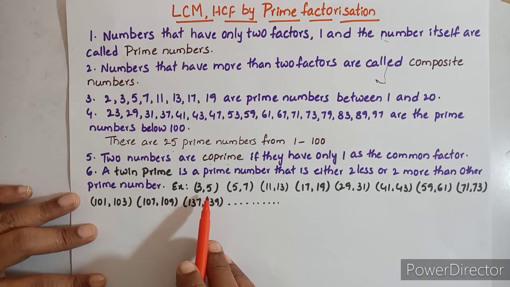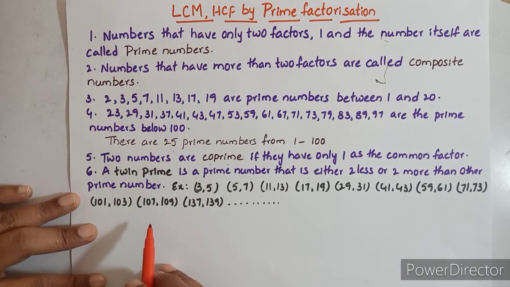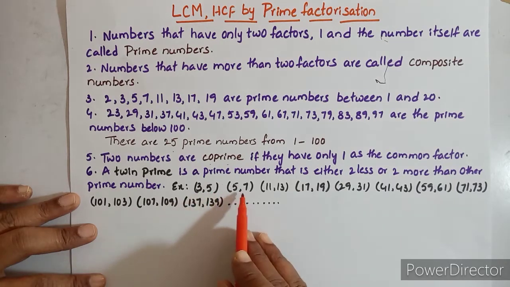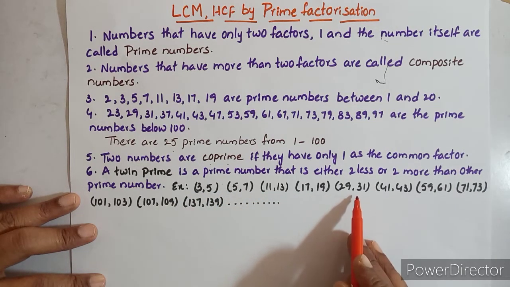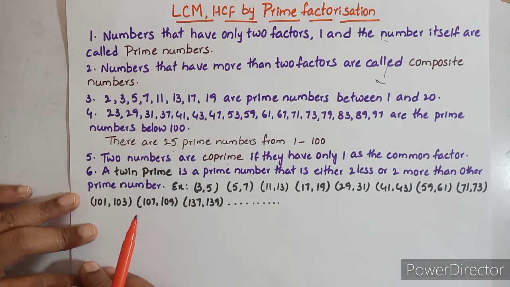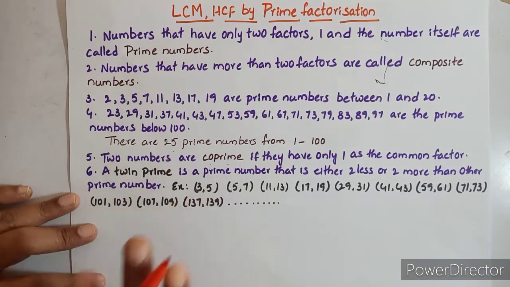Here we have some sets of twin primes, and the primes are uncountable. We cannot say this is the end of the prime numbers. 3 and 5, 5 and 7, 11 and 13, 17 and 19, 29 and 31, and so on. You have so many sets of twin prime numbers. So this is all about prime numbers. Now you have some idea what prime numbers are.